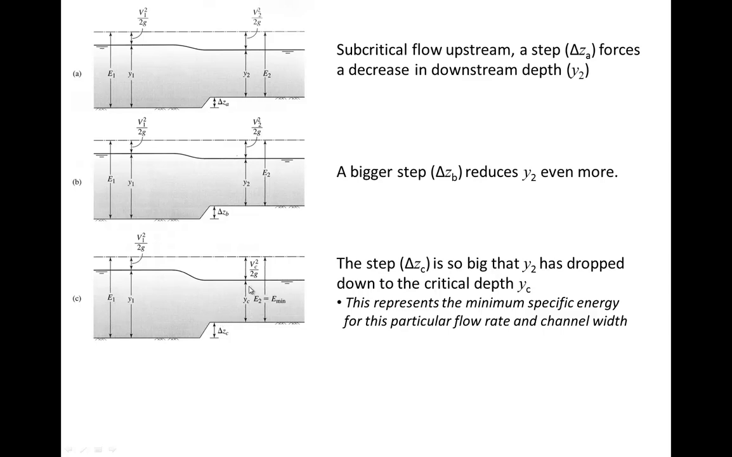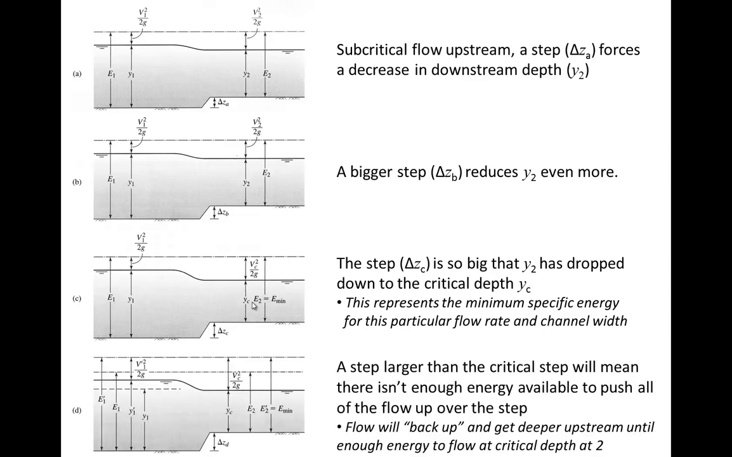Once it's at the critical depth, that represents the most efficient depth for conveying flow over the obstacle. In other words, that's the least amount of energy that is going to be able to get the flow over the obstruction. If the obstruction height gets any higher, then the water depth is going to have to pool upstream of the obstruction for there to be enough energy to get up over the obstruction and it begin to flow at critical depth anymore. So this is the minimum specific energy for that flow rate and channel width.